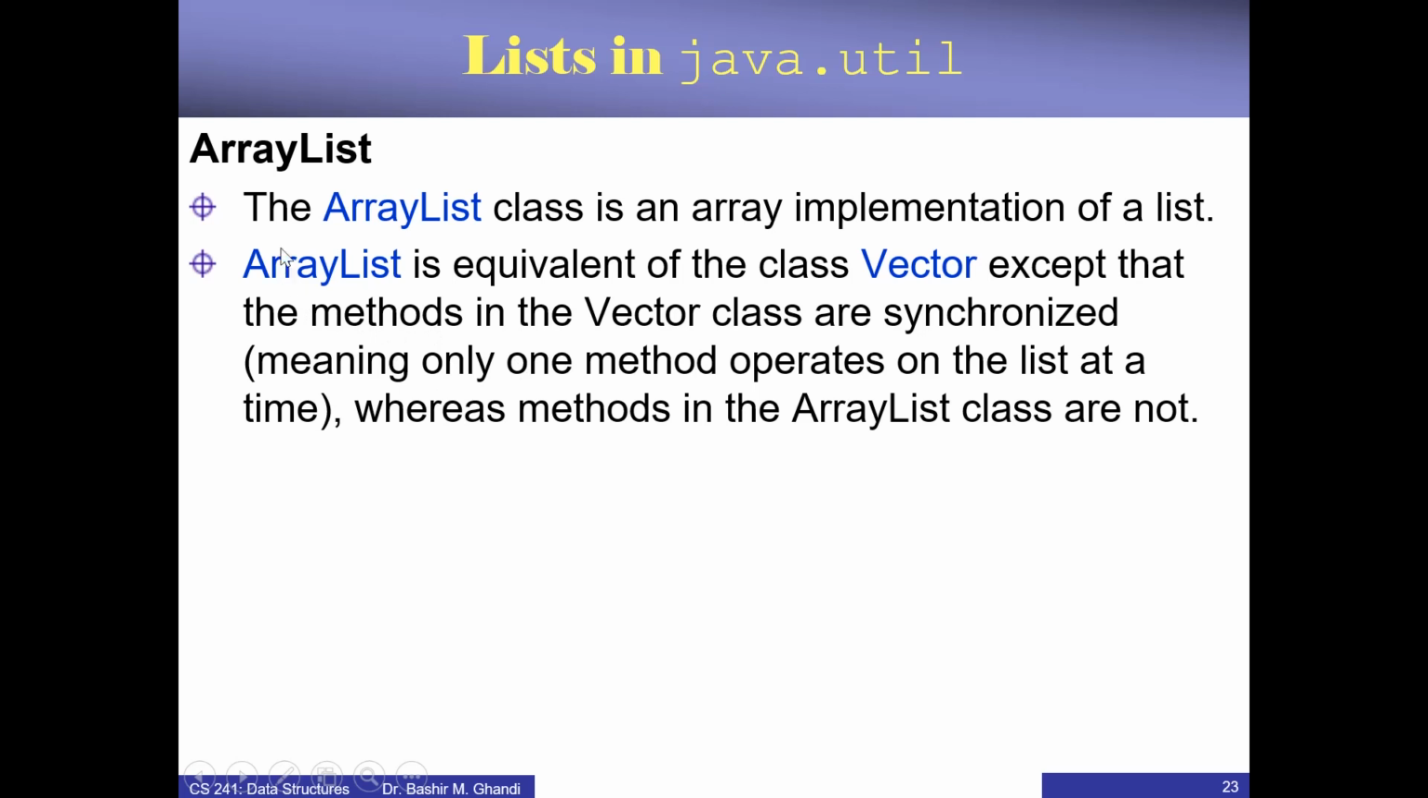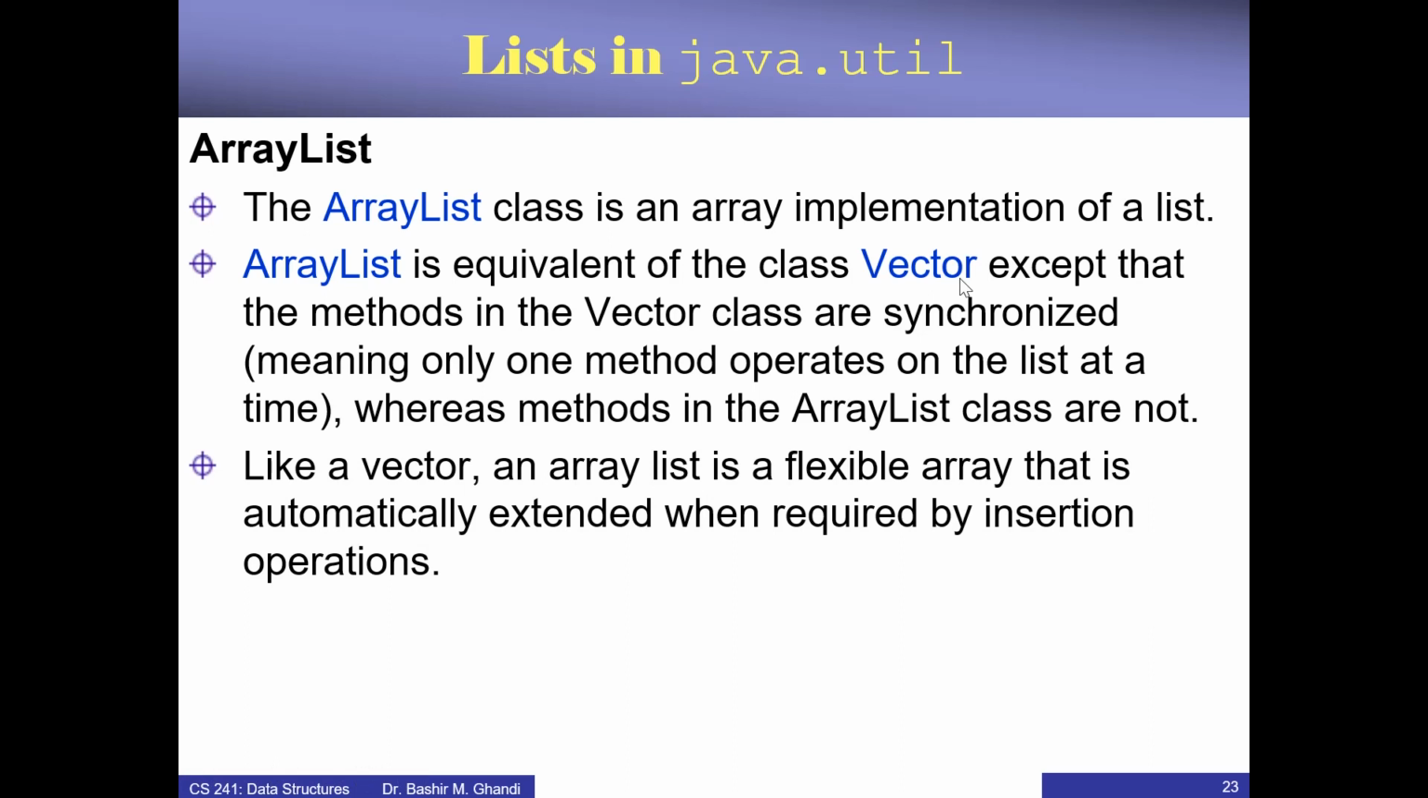For now, think of ArrayList and vector as more or less the same, because they have more or less the same methods. And they are flexible arrays, meaning once they are exhausted, the Java system automatically recreates a bigger one and copies the data to the bigger one, so the user doesn't see any issue in terms of crashing the program.